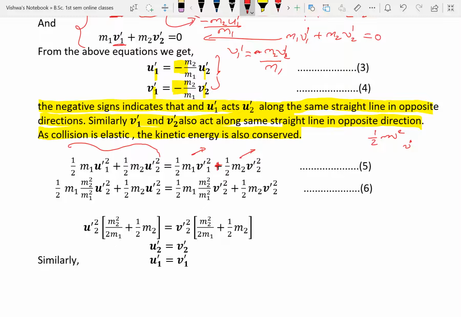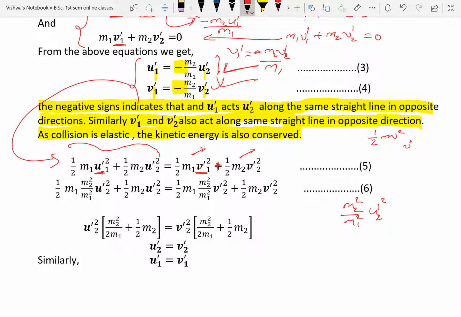And here u1 prime square is there and here v1 prime square is there. We already know the u1 prime value, and this is the v1 prime value. Substitute these two equations in this equation, equation number 5. When you substitute this one, here u1 prime is what? It is minus of m2 by m1 u2 prime. When you square this, it becomes m2 by m1 u2 prime square.